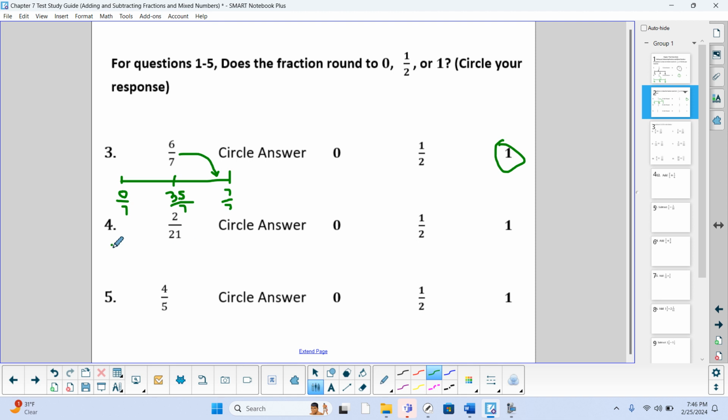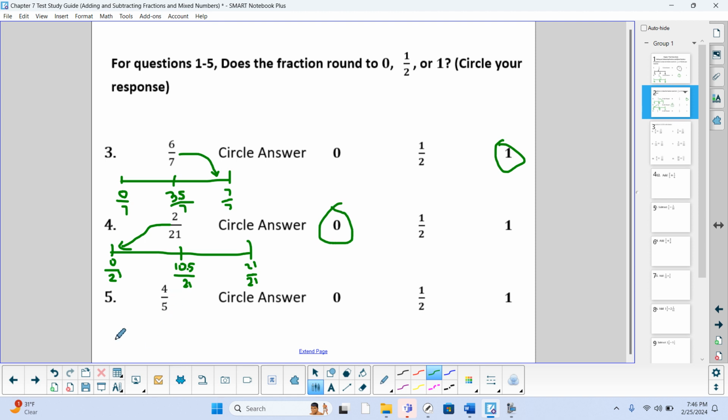Now, 21 is my denominator, so 0/21 would be here. All the way over here would be 1, which is 21/21. In the middle would be 10.5/21. So this fraction, 2/21, is clearly much closer to 0/21, which means this would round to 0.